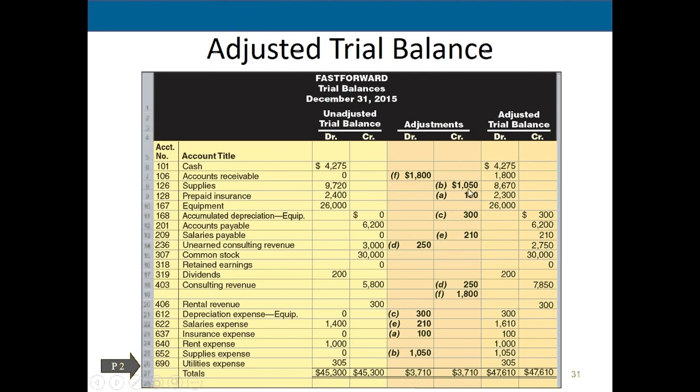So I need to credit the account $1,050. Well, what happens if I credit that account $1,050? It means I had to debit something $1,050. Well, what could that possibly be? Even if you didn't know, if you start scanning down a little bit, you can see that we debited $1,050 to the supplies expense account.